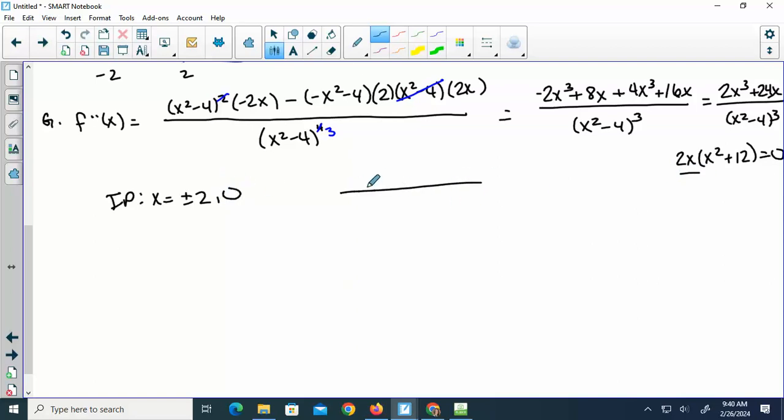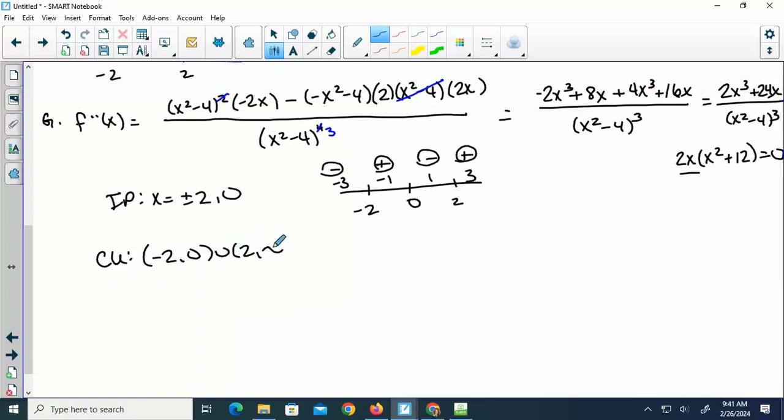So for concavity, do our sign line and put them into the second derivative. If you put in -3, you get a negative. Put in -1, get a positive. +1 gives us a negative, and +3 gives us positive. So this is concave up from -2 to 0, union 2 to infinity, and concave down from -infinity to -2, union 0 to 2.